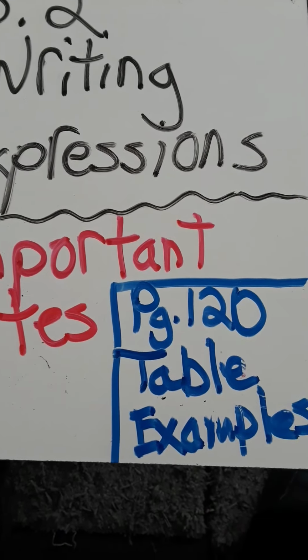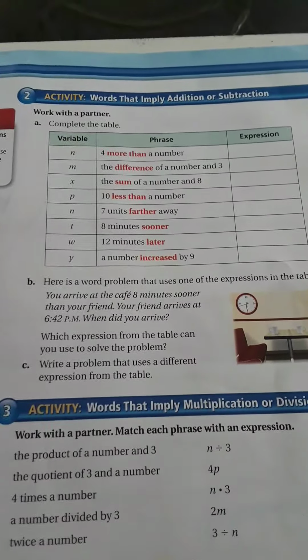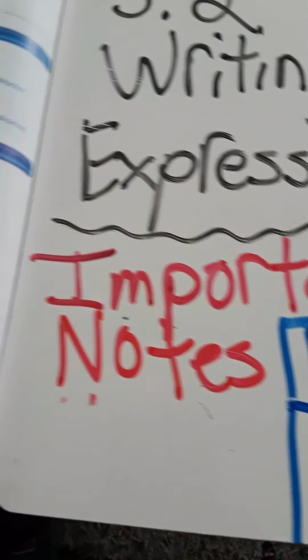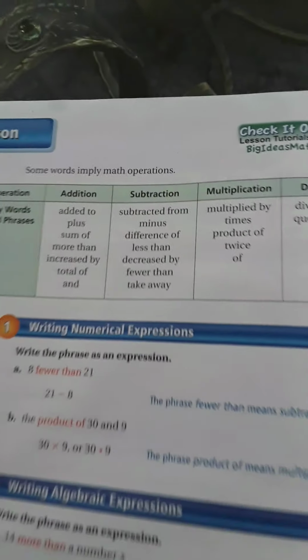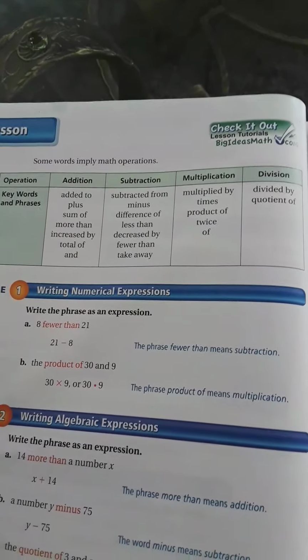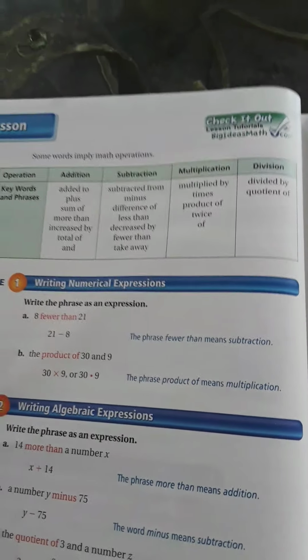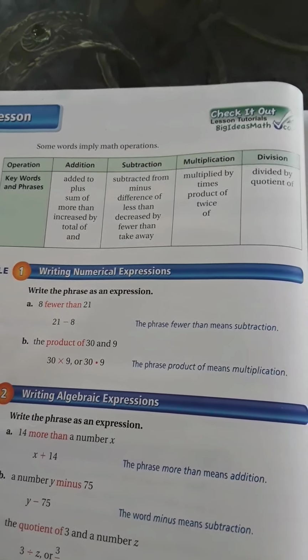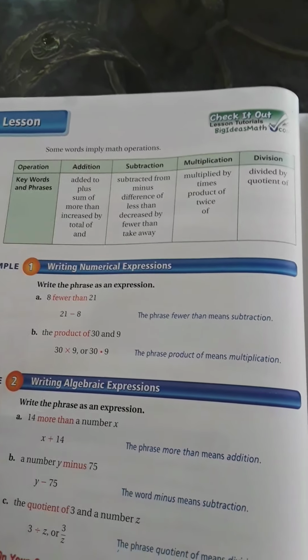You have notes to write down on page 118. You got activity to do on 118. You got an activity to do on page 119. And there's another activity on page 119 as well. The notes are right here. See this box right here? Super important. Make sure you write it down, highlight it, keep it right by you when you're trying to do this assignment.